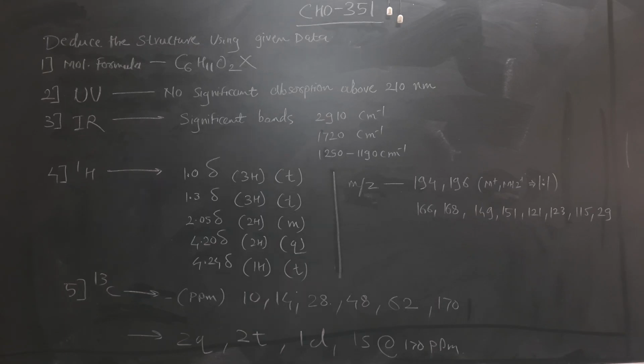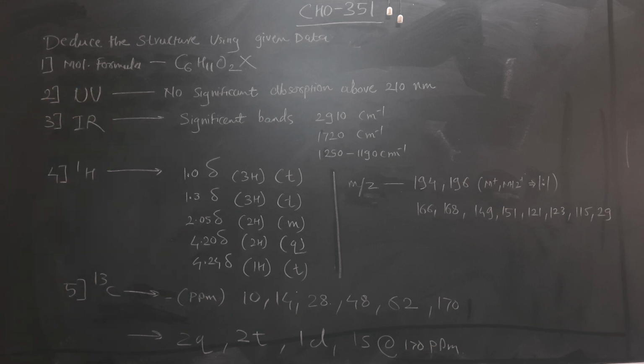Hello my dear student, you are watching a lecture on CHO 351 and we are working on a combined problem on spectral data. Spectral data like UV, IR, H1, C13, C13 off-resonance decoupled, proton decoupled and mass spectra. By using this information you have to deduce the structure.